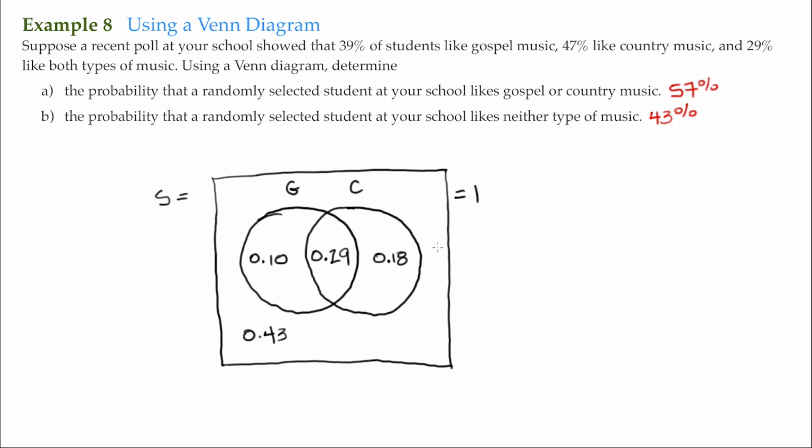Now this certainly could have been answered using the general addition rule, which is fine. But it's also nice to have a Venn diagram because a Venn diagram gives us a nice visual of what the arithmetic is. And there you go.